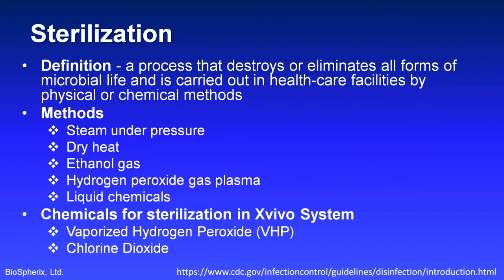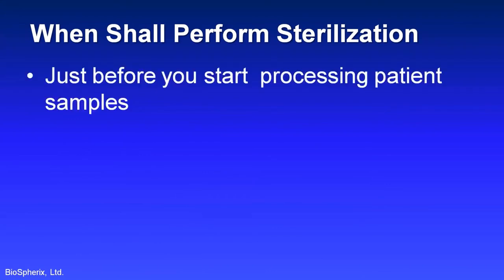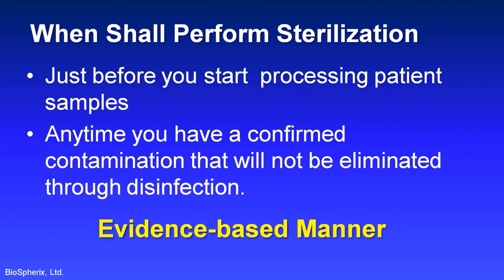For ex vivo systems, there are two chemicals we would like to recommend to our customers. One is called vaporized hydrogen peroxide, VHP. Another one is chlorine dioxide. The most common question we get is when we should perform sterilization. Just before you start processing patient samples is a good time for a complete sterilization of the systems, or anytime you have a confirmed contamination that will not be eliminated through disinfection, which is based on your environmental monitoring data. We call this an evidence-based manner.